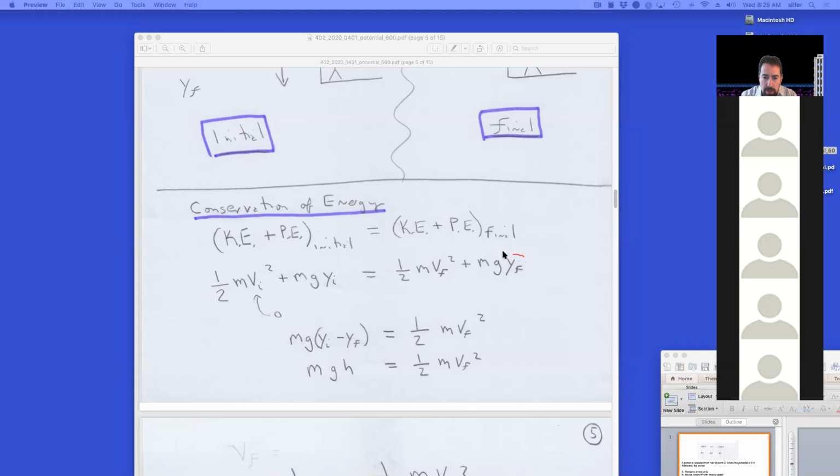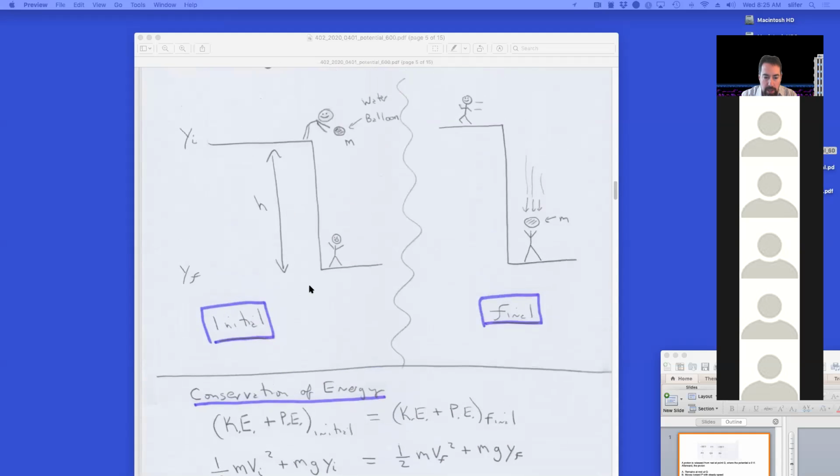So this term here and this term here are our potential energies. This term falls off because the v is 0, and I'm left with this, this, and this. I put these two terms together to get this guy over here, mg (y initial minus y final), and this is equal to 1/2 m v final squared. The y initial minus y final is just this height h.